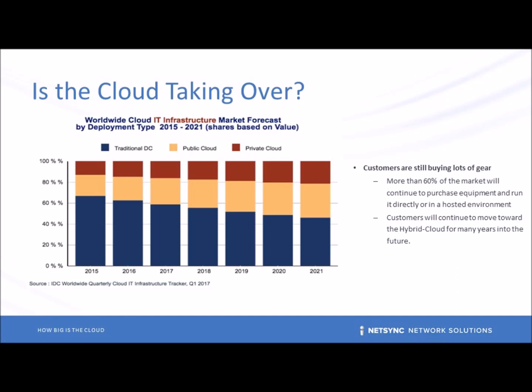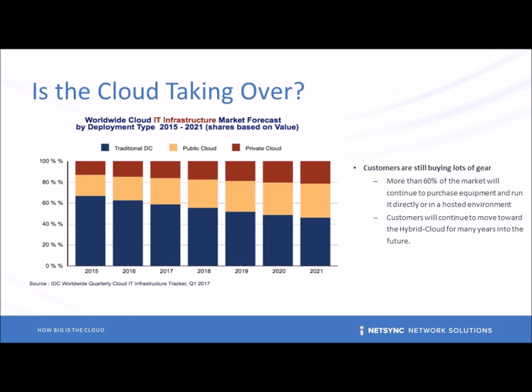Private cloud is generally someone's data center that's been put into a hosting provider, a cloud that only you have access to. It's not public. And then traditional data center. If you add those two together, while the public cloud is growing, it is certainly not the lion's share of data center infrastructure that's being installed. Even the big analyst firms don't predict that to happen for quite some time. This goes all the way to 2021, and traditional and private cloud infrastructure are still going to make up more than 60% of the market.